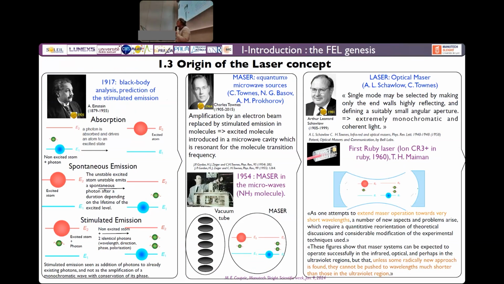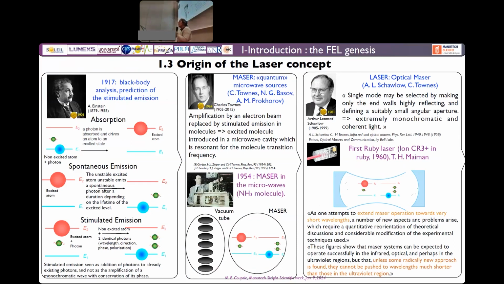And then for the development of the maser, people knew about vacuum tubes, and with the development of quantum mechanics, they thought it would be interesting to replace the amplification of the electron beam in a cavity, like I described for the klystron, by stimulated emission in a molecule. So they installed an excited molecule in a microwave cavity, which is resonant to the molecule's transition frequency. And then the first experiment led to the first maser in 1954 with the NH3 molecule.